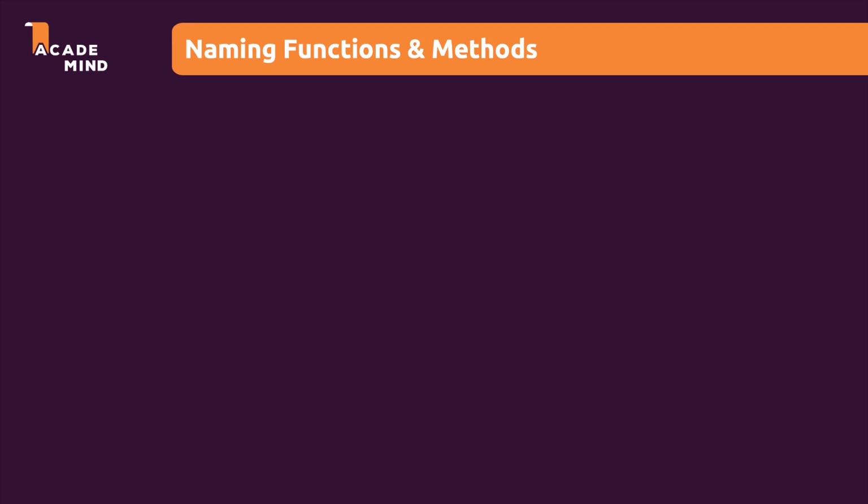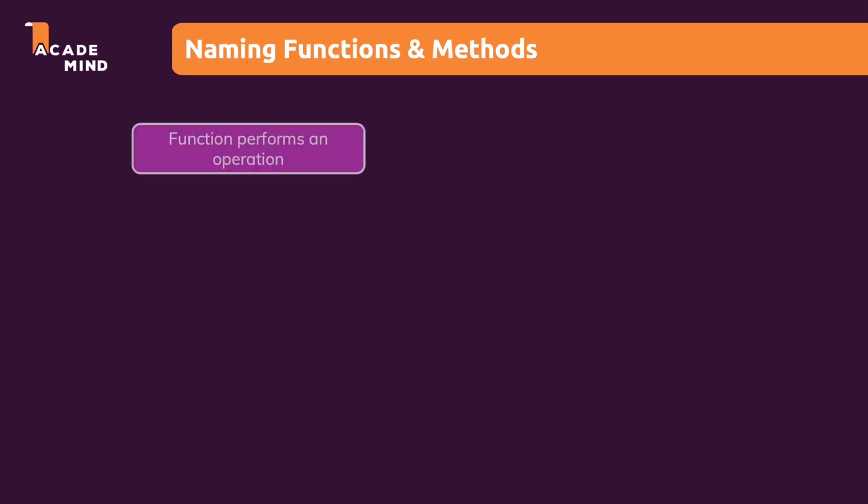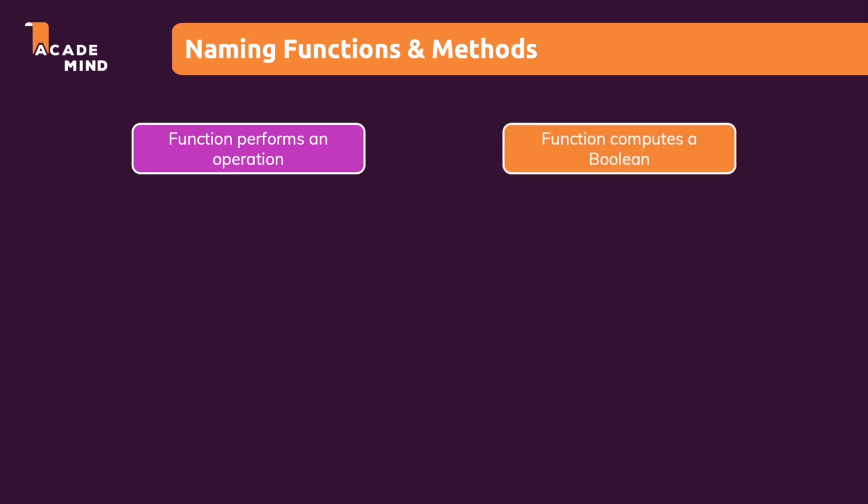So how should we name functions and methods then? Well, here we can also differentiate between functions or methods which do perform some kind of operation, and that really can be any kind of operation. It can be an operation where data in an object gets changed. It can be a calculation which returns a value. But the other kind of function we can have a look at is a function which computes a Boolean specifically, so which returns a Boolean value.